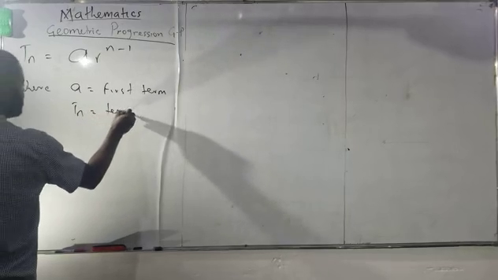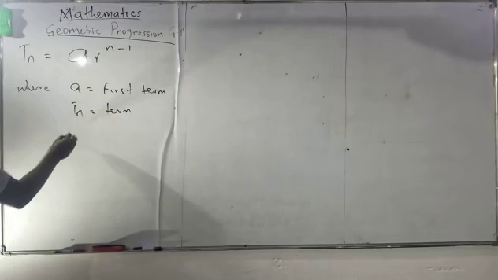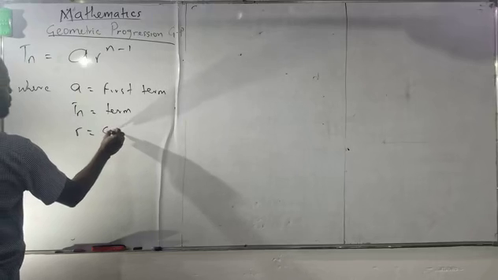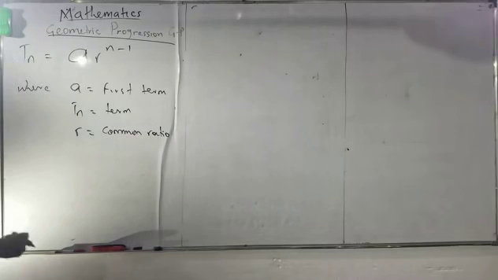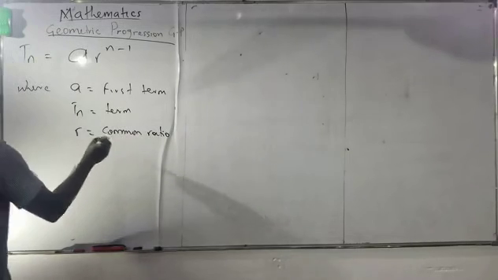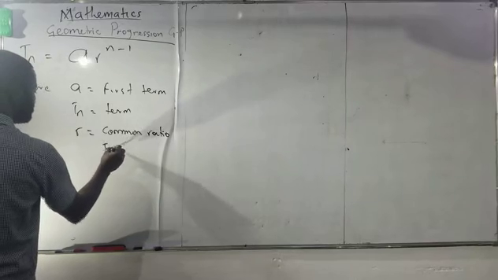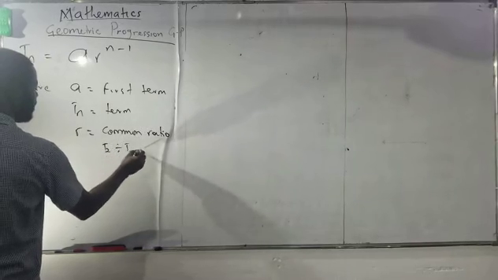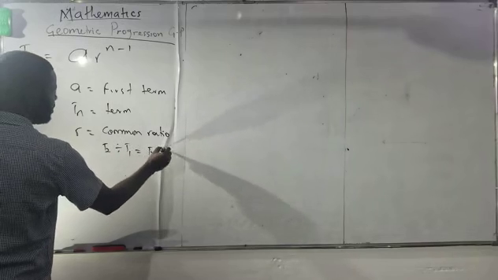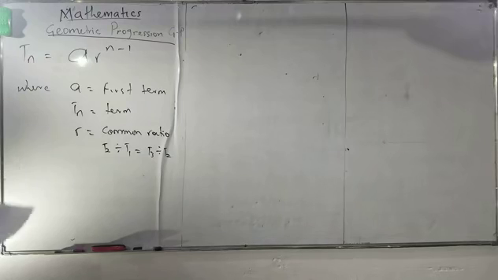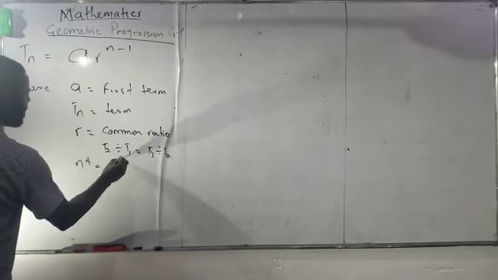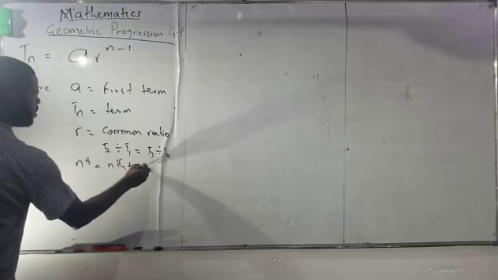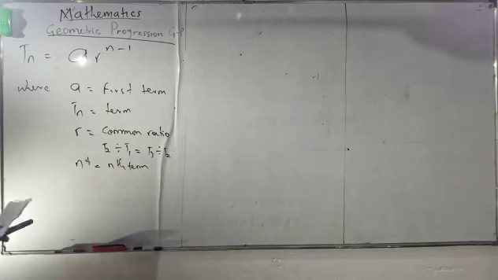My r is known as the common ratio. How do I find my r? r is equal to T2 divided by T1, which equals T3 divided by T2. At this point you are talking about division, not addition. That is all you just need to learn there.